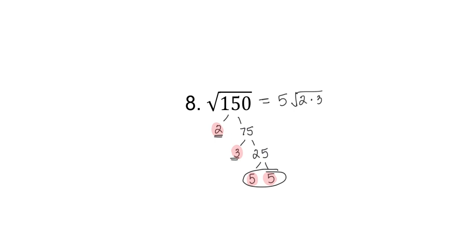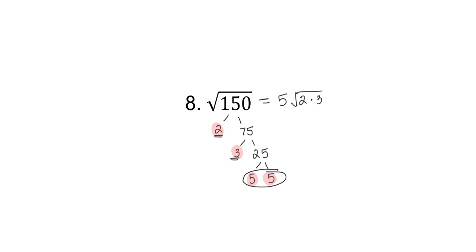And then our last one, 150. 150 is divisible by 2, and that gives me 75. 75 is divisible by 3, which gives me 25, and 25 splits into 5 and 5. So we have all of our prime numbers at the end here. We have one pair of 5s, so that's going to come outside the square root. We do not have a pair of 2's, so that 2 needs to stay inside. We also do not have a pair of 3's, so that also needs to stay inside.